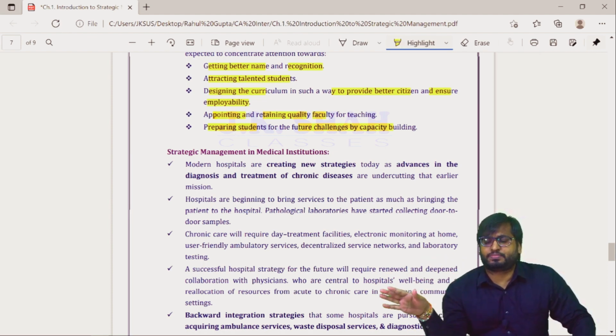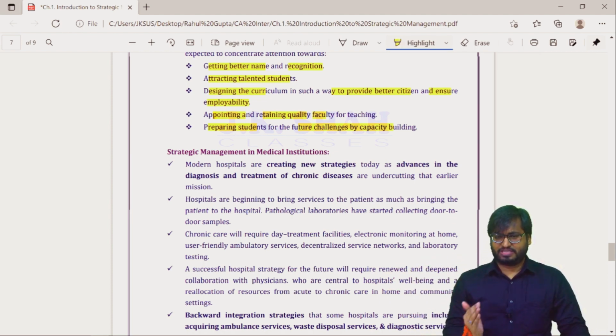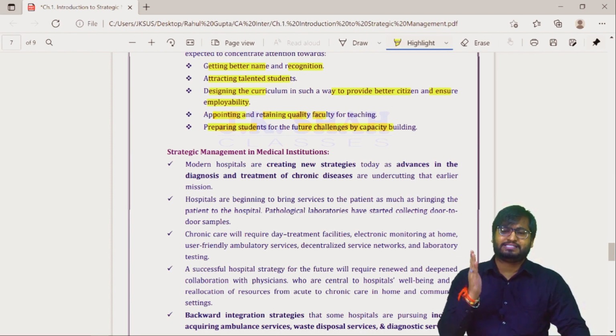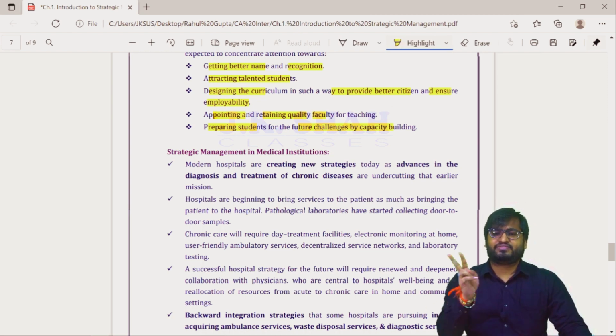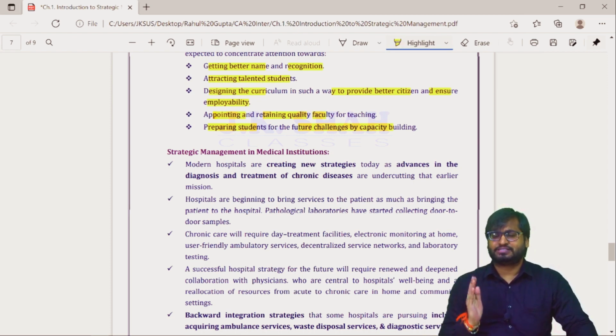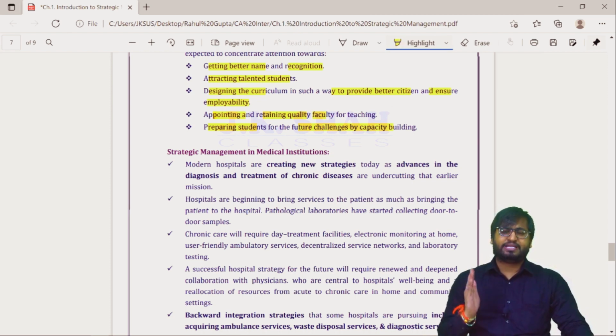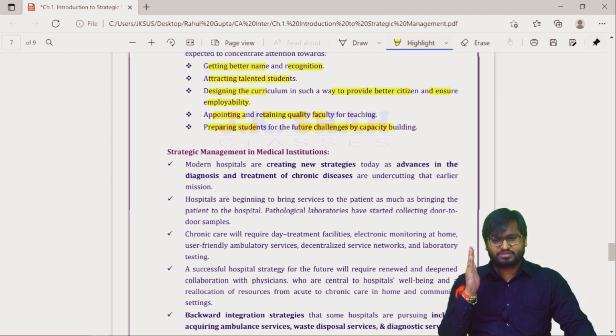They had no other option. But now there are medicines. If you follow the diet, if you take the medicine prescriptions regularly, you can reverse the diabetes. So due to such advancements, even hospitals and medical organizations have to think about using strategic management. So how are they using strategic management?